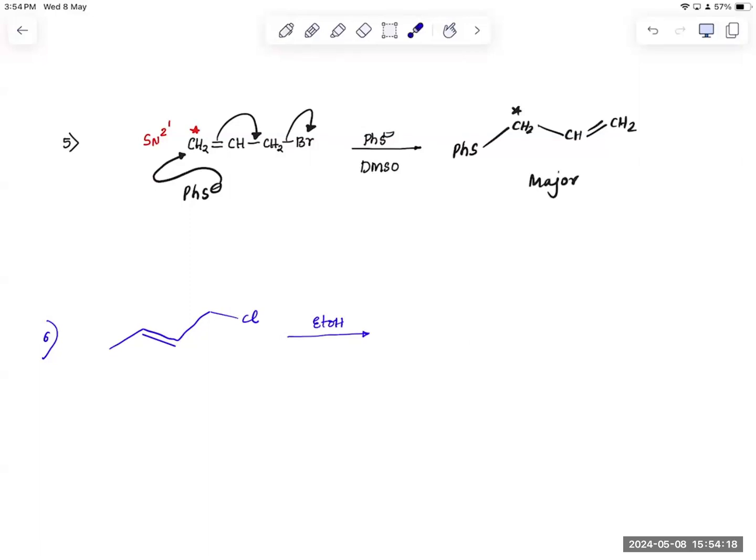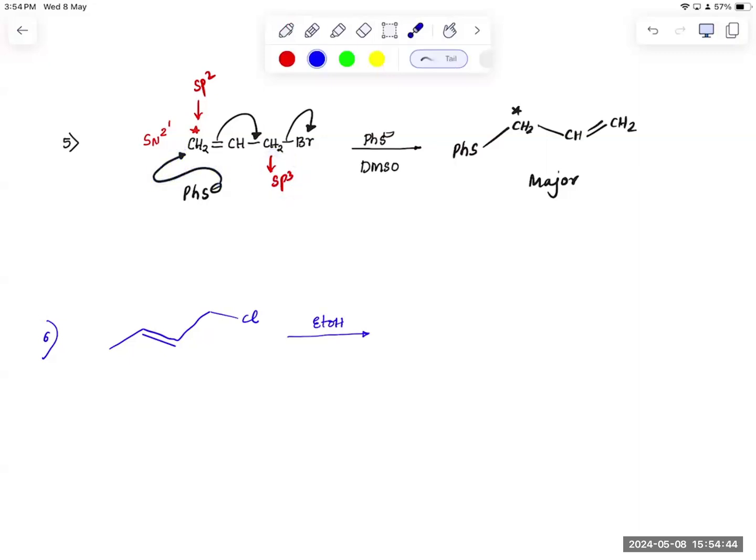Okay, direct attack on this carbon is less favorable in SN2. Rather, it will attack from the other end. Why? Simple reason. You see, this one is sp3 hybridized and this one is sp2 hybridized. Always preference will be more on sp2 hybridized because that is less crowded. So since it is less crowded, you will see attack would happen more on this end compared to that of the sp3 carbon.